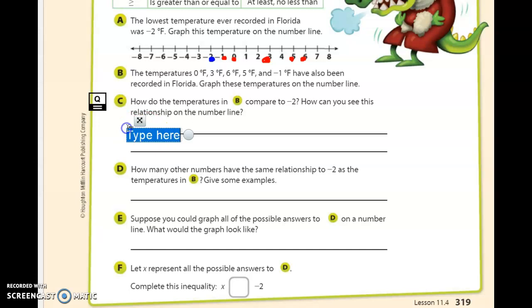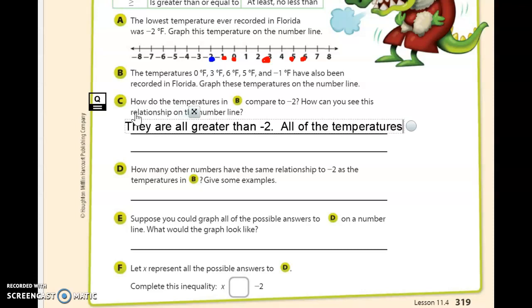So a good answer for C, I can say they are all greater than -2. And all of the temperatures are located to the right of -2.